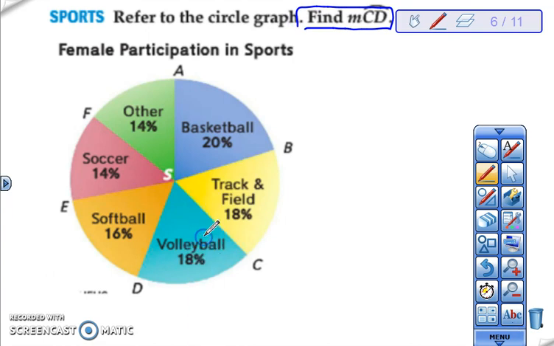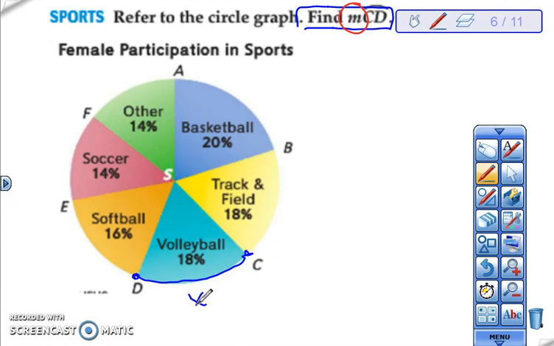You notice the little M in front, just like with angles, that stands for measure. So our answer is going to be given just like it would for an angle, so most likely in degrees. So if I want to find the measure of CD, I find the point for C, trace it around the circle to D, and that's what I'm looking for.